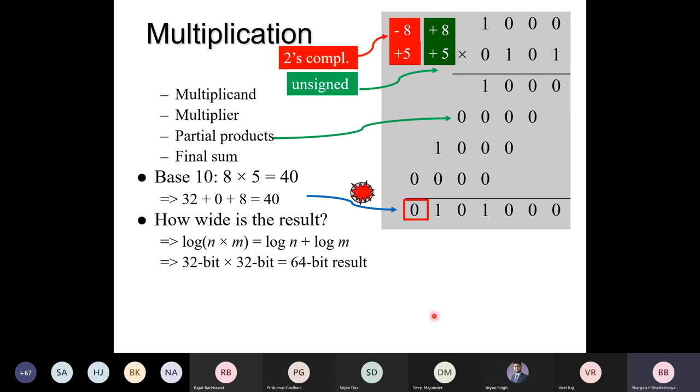Okay, we'll discuss that a little bit later. So assume that it is 2's complement now. In 2's complement, 1 0 0 0 is minus 8 in 4-bit 2's complement, and this is plus 5. So the result should be minus 40, right? But I have resolved this one, and the result here is plus 40. So it fails for 2's complement. The same example shows that.